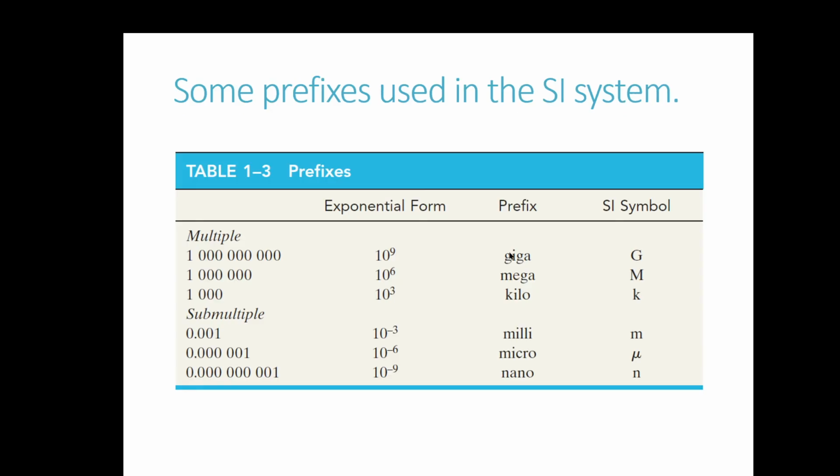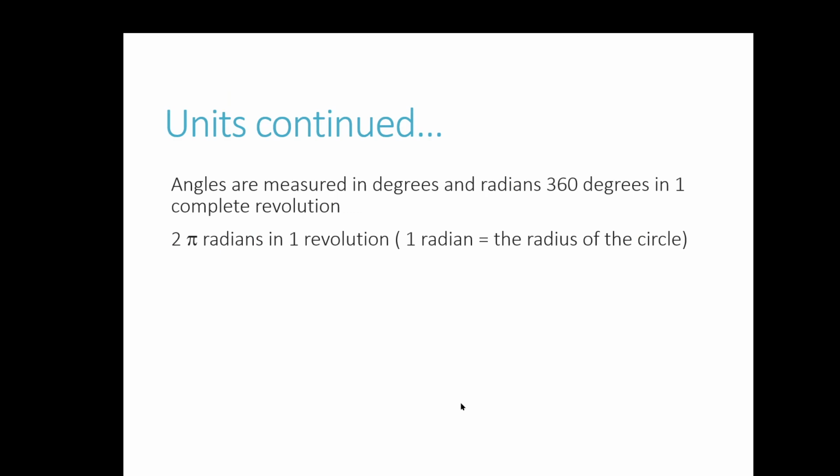Okay. Here are the common prefixes that we'll use in this class. I think that may be everything we use here. One more: 2 pi radians equals 1 revolution, which equals 360 degrees.